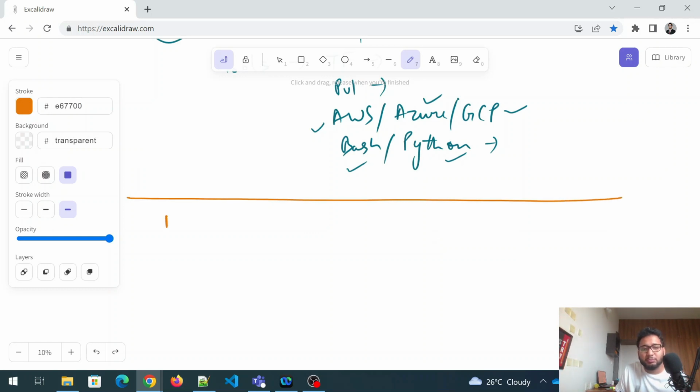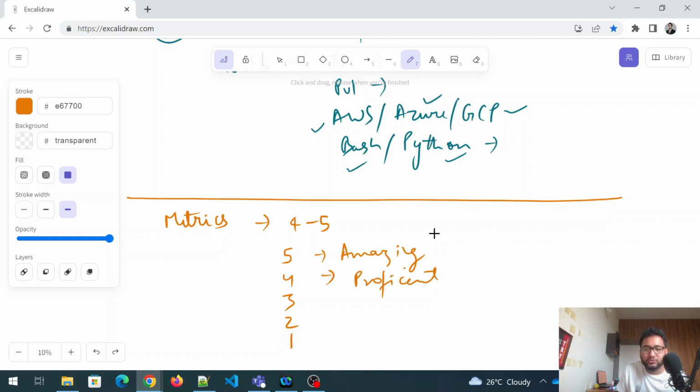Now the metrics that come are something like this. We have four to five metrics, depending on the companies. Let's say stars, so it ranges from 5, 4, 3, 2, 1. In the five star, it's an amazing, great candidate. The other one is proficient, so we'll mark them as a four star.